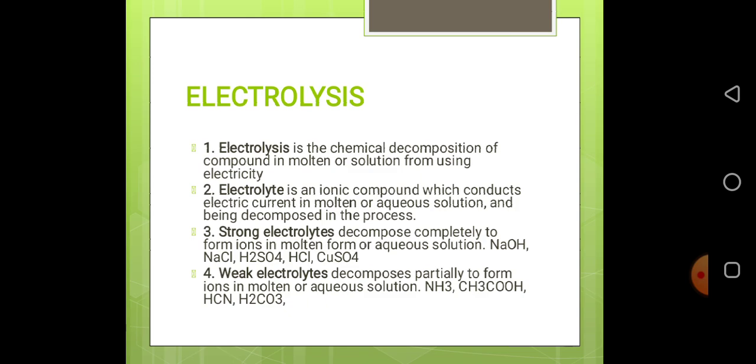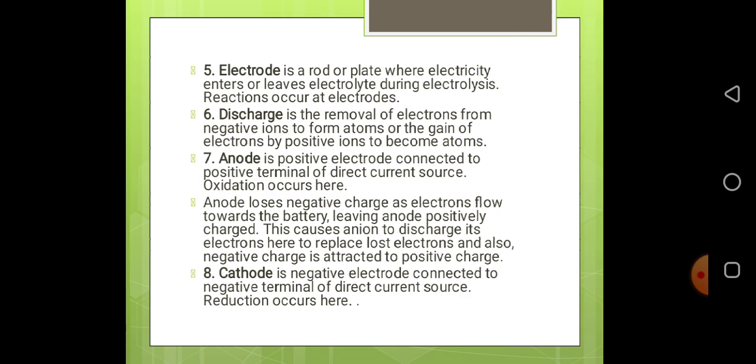Weak electrolytes decompose partially to form ions in molten or aqueous solution. Examples of weak electrolytes: we have ammonia, ethanoic acid, hydrogen trioxocarbonate.